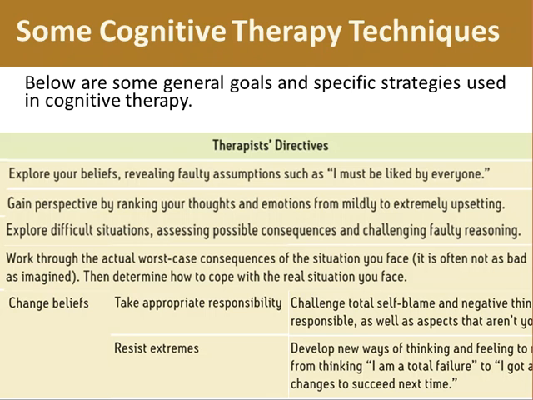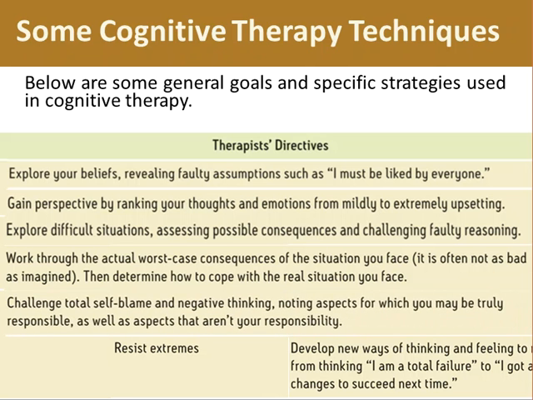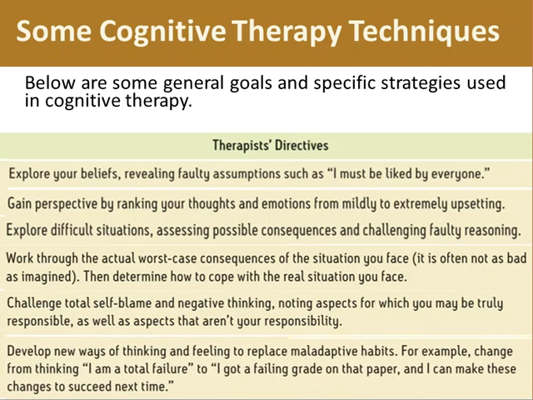Change beliefs. Take appropriate responsibility. Challenge total self-blame and negative thinking, noting aspects for which you may be truly responsible, as well as aspects that aren't your responsibility, and resist extremes. Develop new ways of thinking and feeling to replace maladaptive habits. For example, change from thinking "I am a total failure" to "I got a failing grade on that paper and I can make these changes to succeed next time."